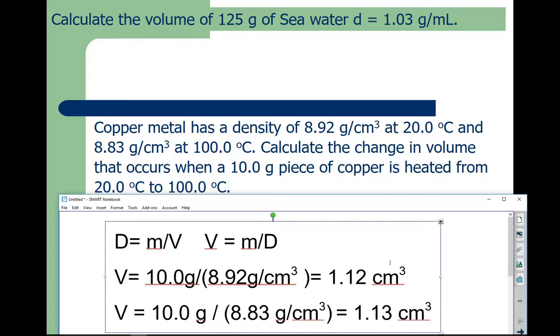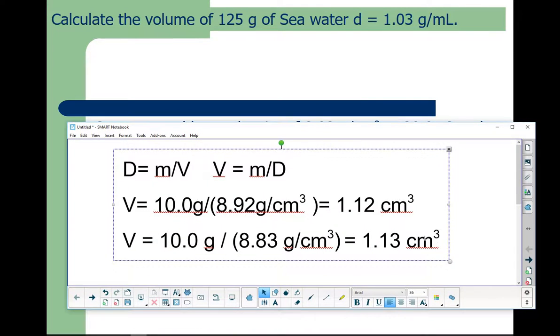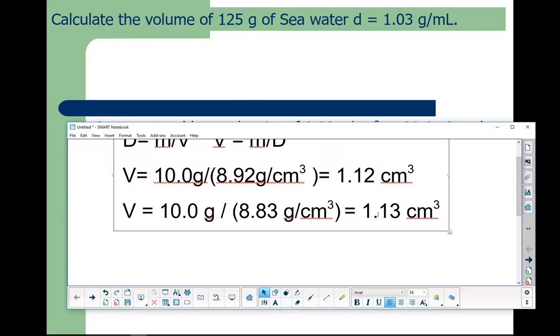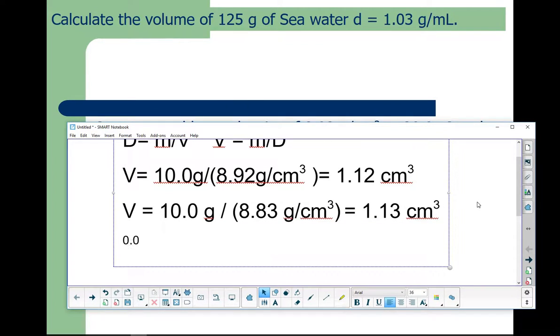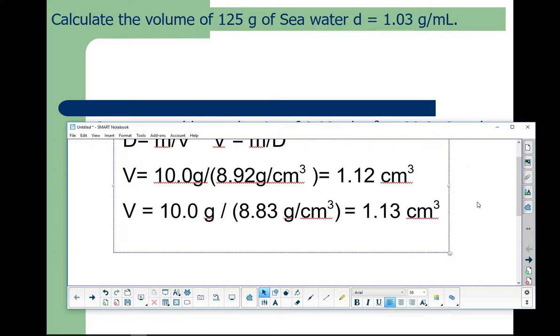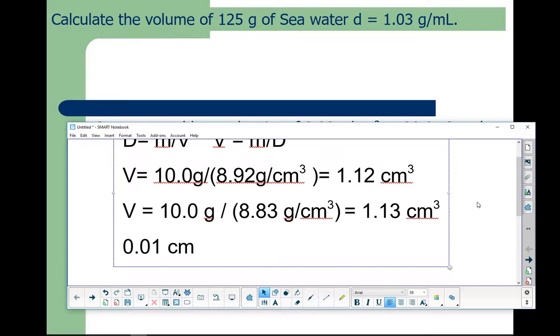So the difference here, if we look at that, I'm going to scroll that up a little bit, is just what? If we just subtract these two away from each other, the difference is 0.01 centimeters cubed. Whoops, got it backwards there. That's okay. 0.01 centimeters cubed. Okay, so does that make sense?